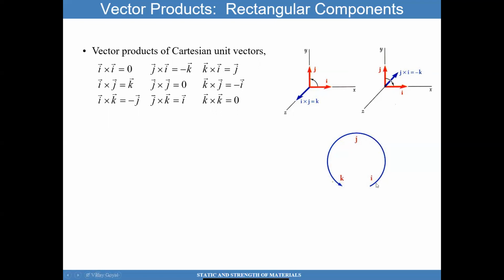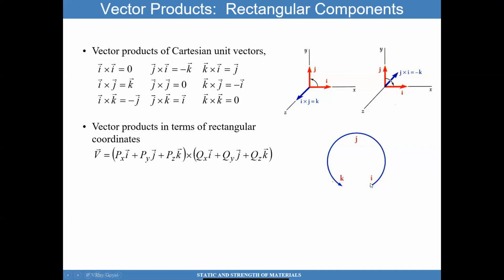In general, if I do the cross product of I and J, I'll get K. If I do the cross product of J and K, I'll get I. And if I do the cross product of K and I, I'll get J. If I go in the opposite direction, J cross I, I'll get negative K. K cross J, I'll get negative I, and so forth.